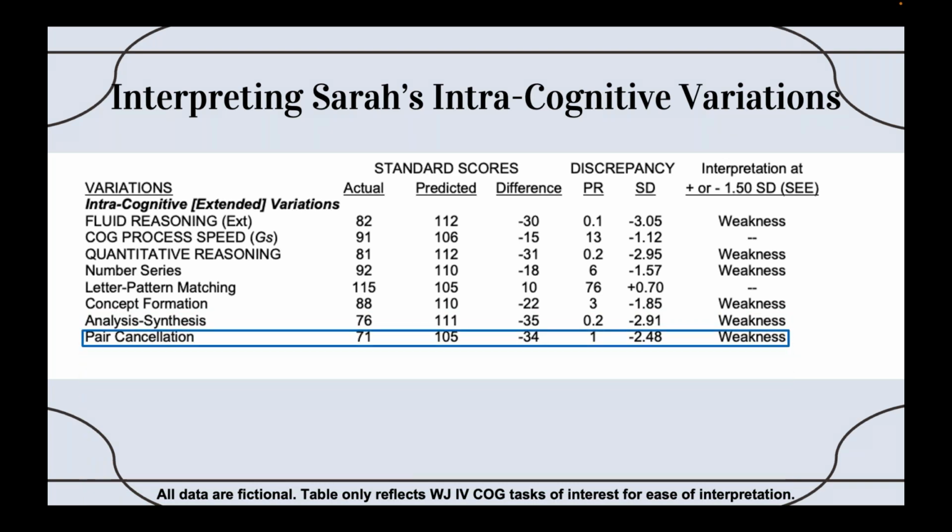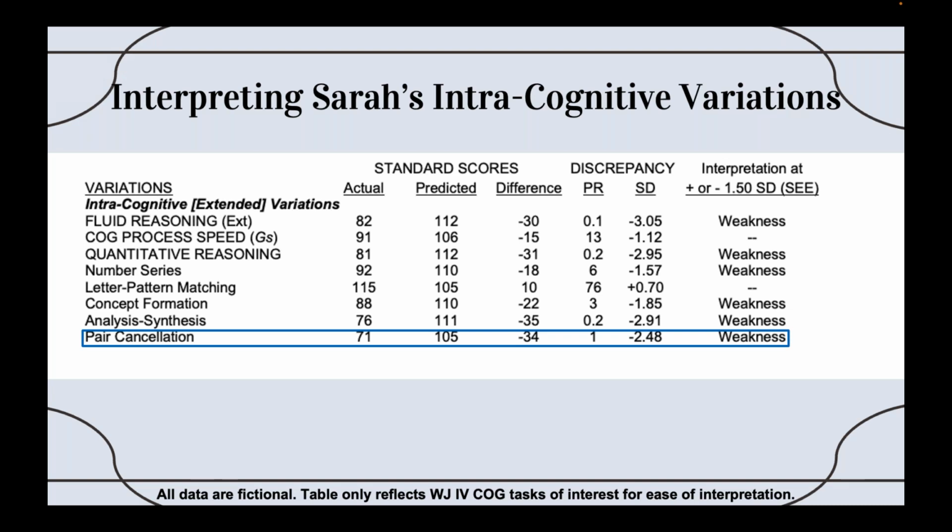And lastly, if we take a look at cognitive processing speed, even though the overall domain was not a personal weakness for her, I think it's still important for us to investigate that test-specific variation that we see here in pair cancellation. So when we take a look at that test, if you remember, it's a measure of executive processing, attention and concentration, and processing speed. And according to the examiner's manual, it does provide us with some good information about an examinee's ability to sustain attention and to remain vigilant.